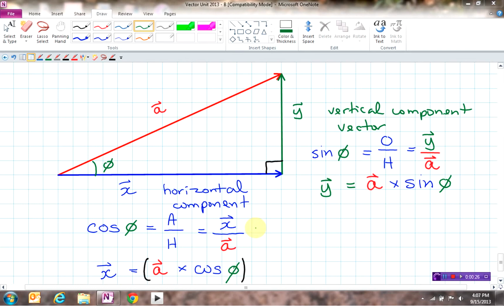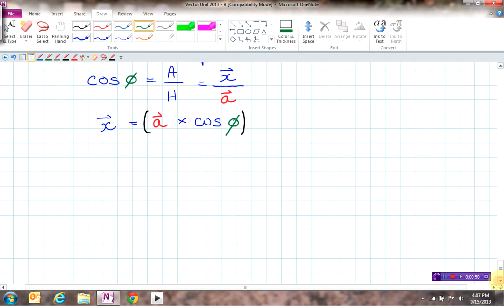Okay? Now remember, given A, we can create a horizontal and a vertical component by taking the length of A, the value of A vector, multiplying it by cosine theta to get the horizontal component, taking the length of A, the value of A, and multiplying it by the sine theta to get the vertical component of that vector. So let's make use of that and let's try a problem.